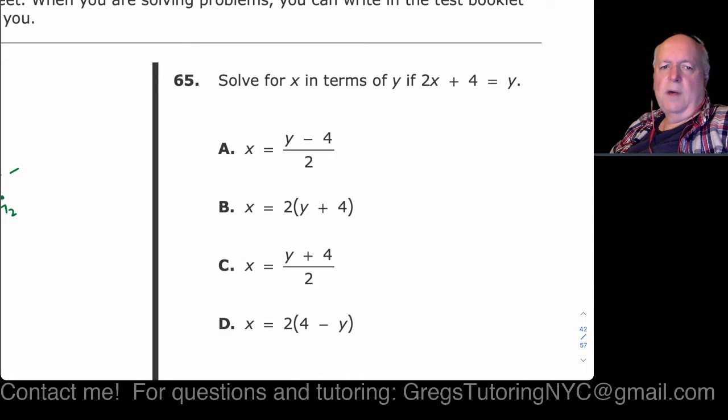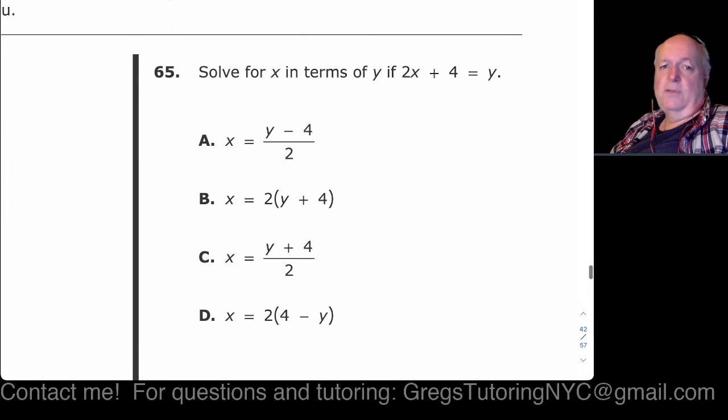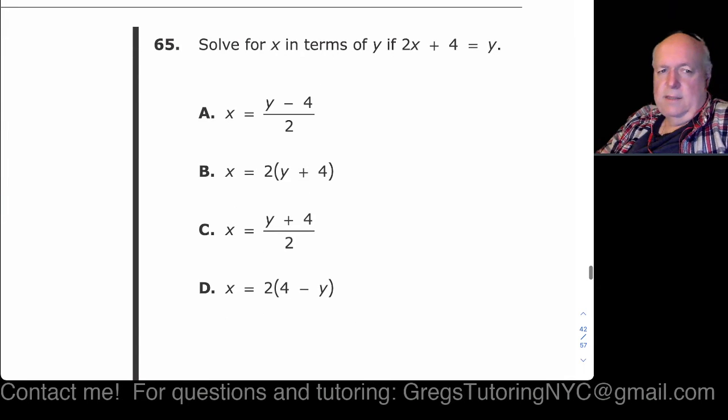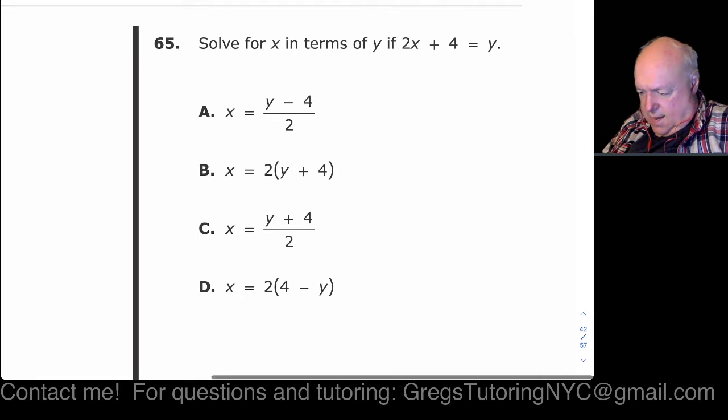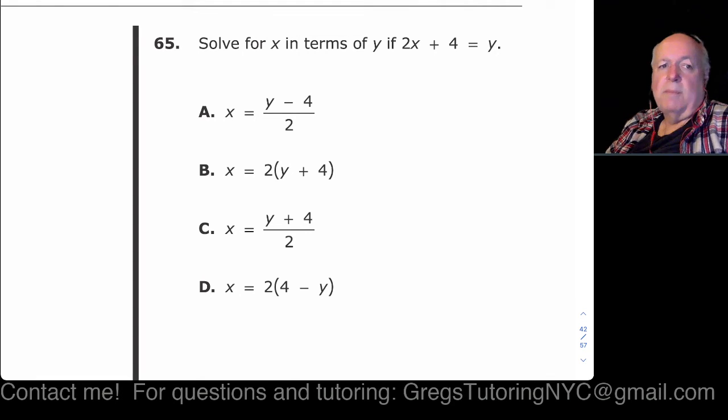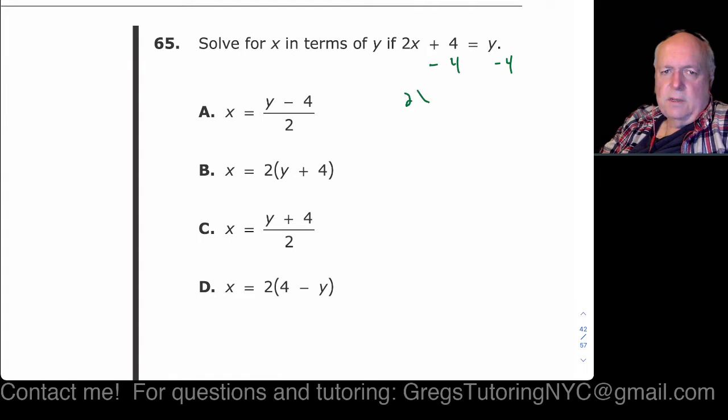So this one is symbolic. What often happens when you do things symbolically is the answers are not always in the same form that they're going to be when you finally get your solution. Let's see if that's true or not. We're solving for x. We subtract 4 from both sides. Minus 4. So we get 2x equals y minus 4.